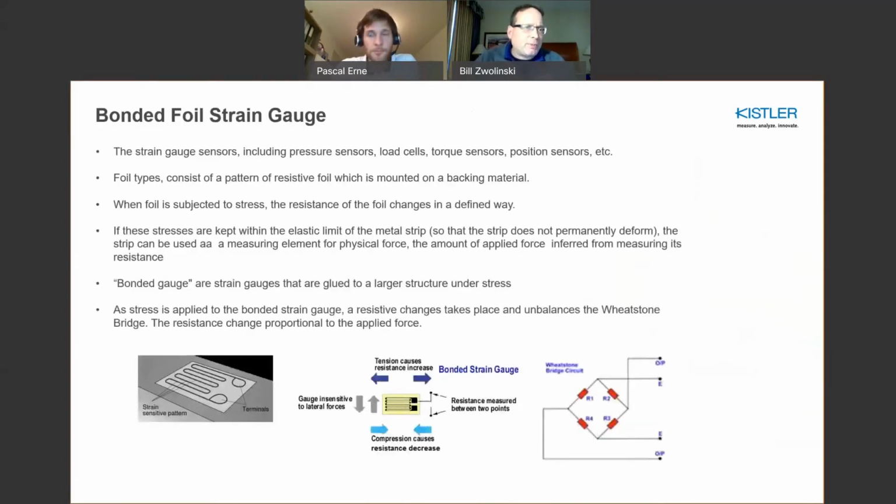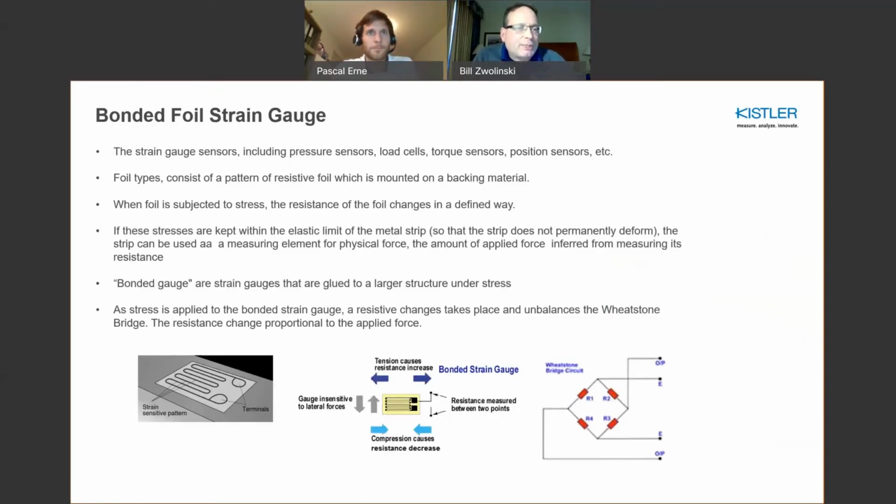Just a strain gauge, basically. I mean, they're quite popular. I think there's a large population out in the test and measurement industry very comfortable with using strain gauge technology. Certainly, they're being used in pressure sensors, load cells, torque sensors, position sensors, and so forth. But basically, they're a sensor technology that relies upon a flexure to measure a change of resistance.